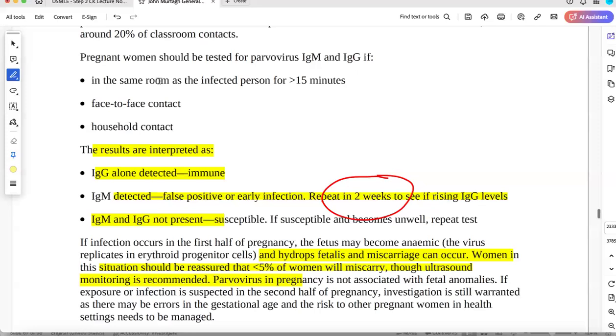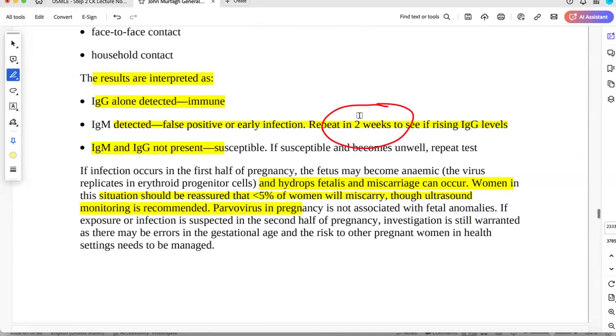Now, if a pregnant woman comes in contact with someone who is parvovirus positive, what would you do? That means now the pregnant patient is a contact, right? So you will first do some serology. You will check the IgG and IgM. All of you know that IgM is mainly found in recent infection, and IgG is found in chronic infection or if the patient is already immune.